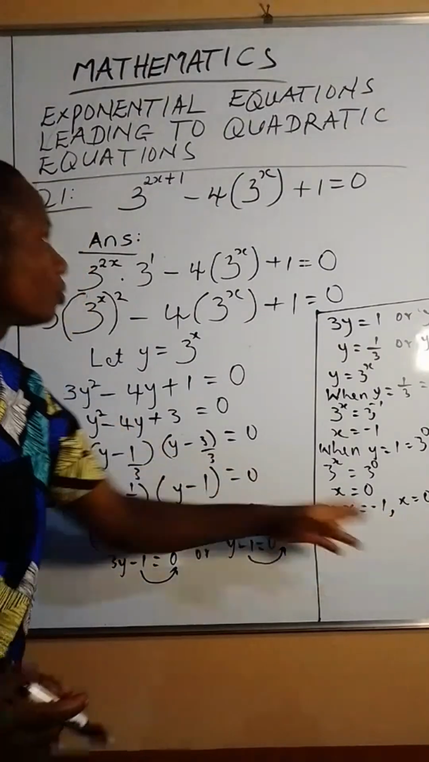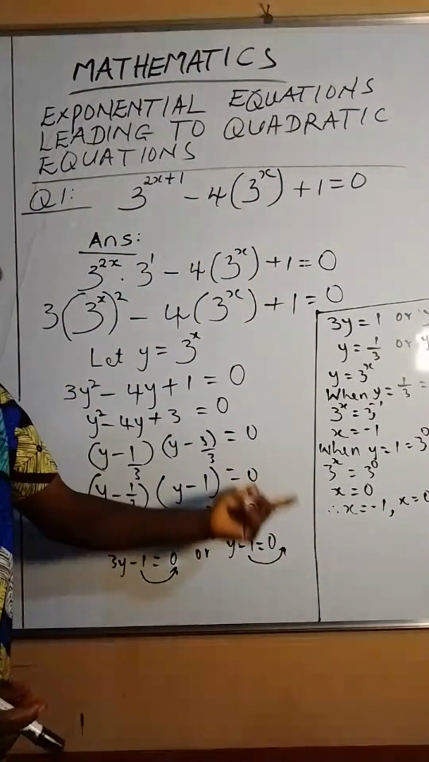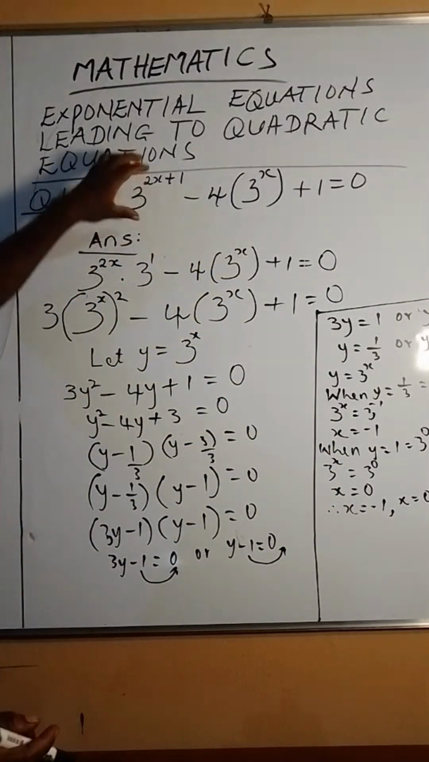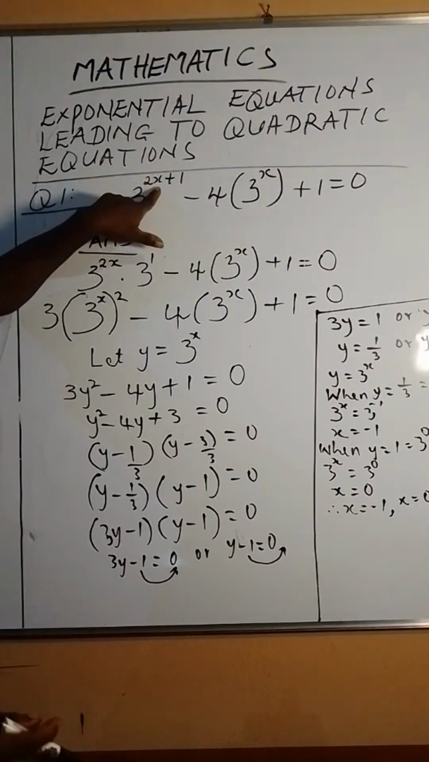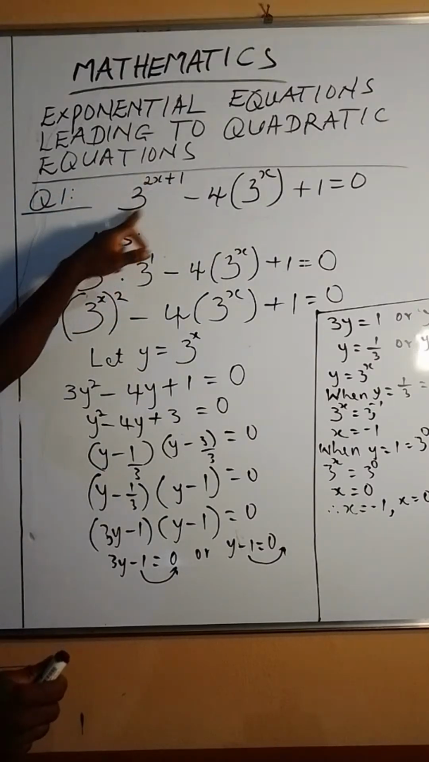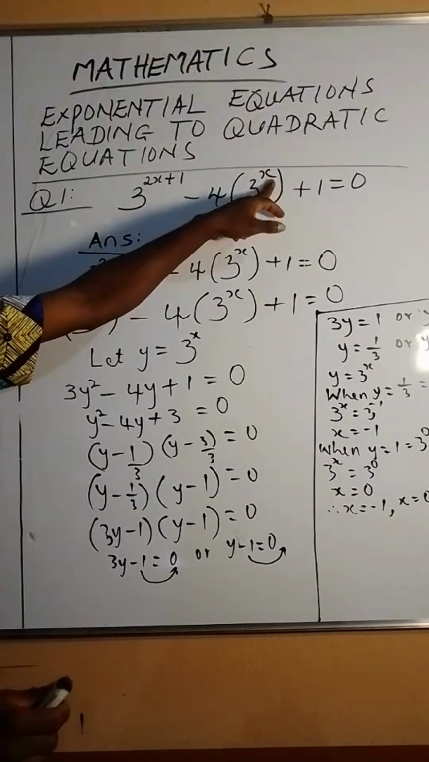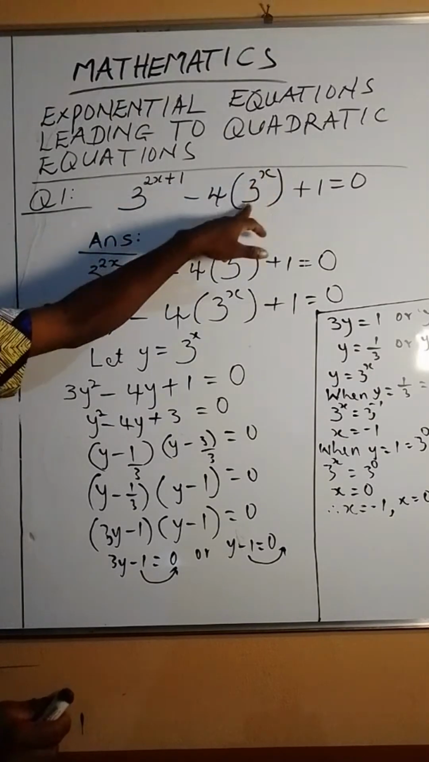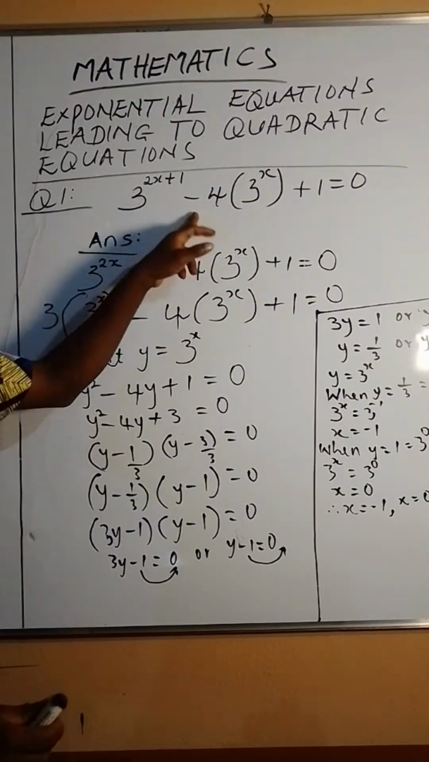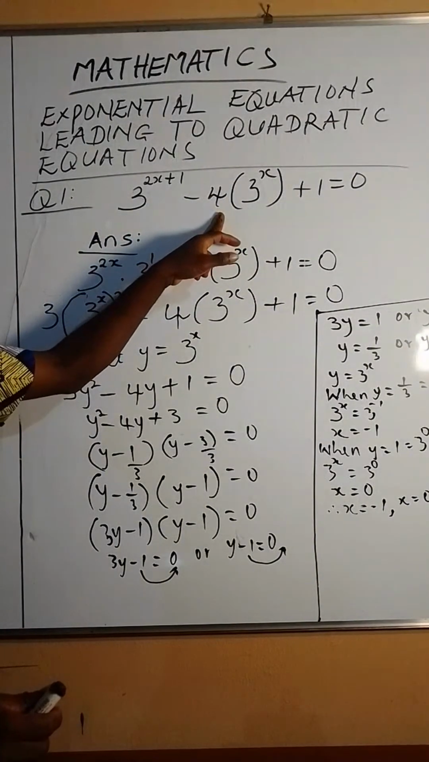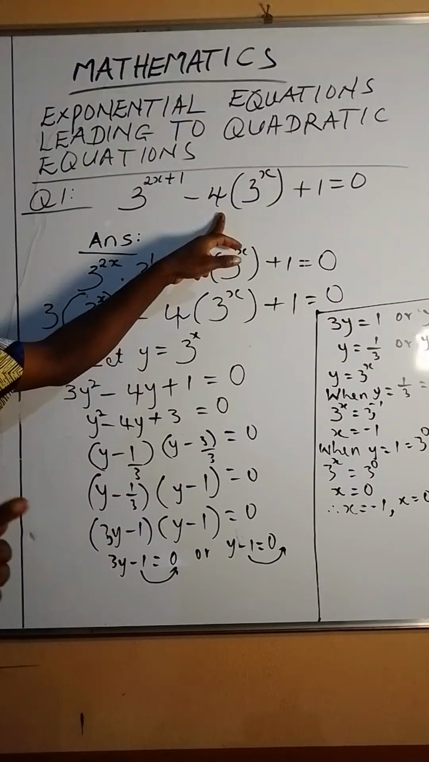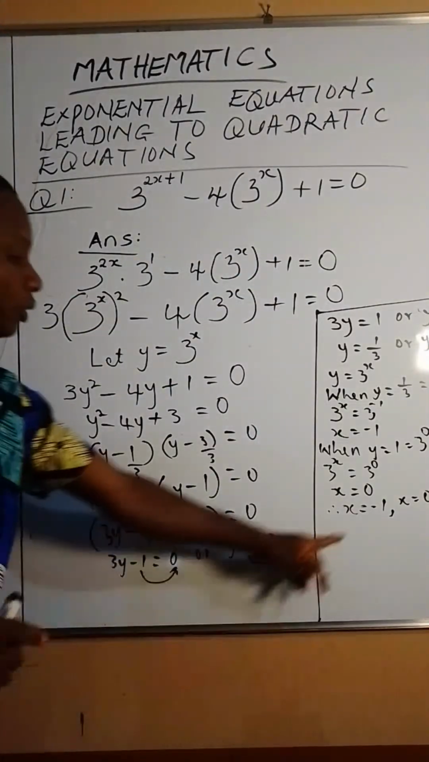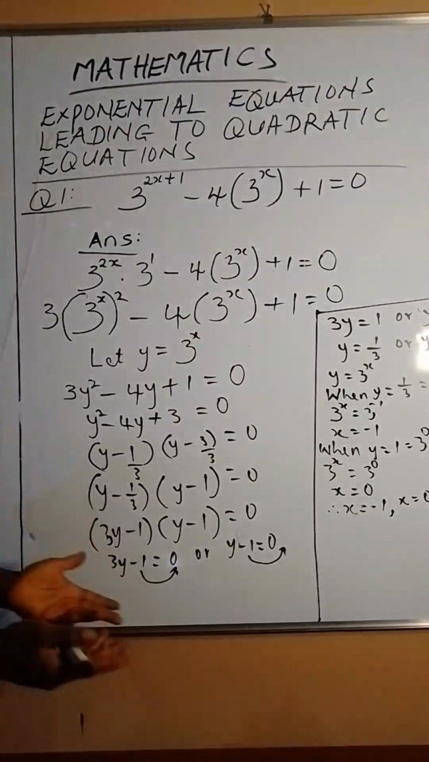These are the solutions to this expression. If you want to test it, just substitute 0 here. Substitute 0 here, you have 3 here, because 2 times 0 is 0. So you have 3 raised to 1, which is 3. Then substitute for 0 here, you're going to have 1 here. So 3 minus 4 is minus 1. Minus 1 plus 1 is 0. Okay, if you do the same here, substitute, you will still get the same answer.